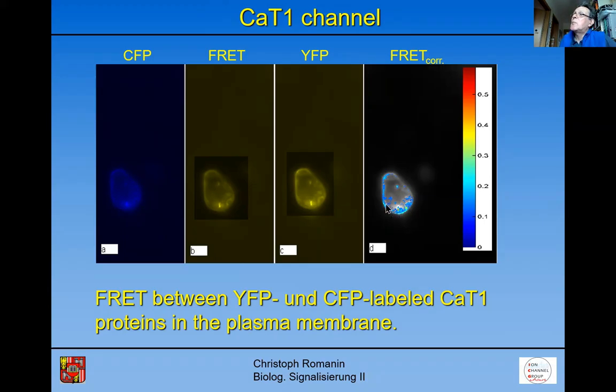And you can see here, particularly close to the plasma membrane or in the plasma membrane, we have dots where we do see an interaction between YFP and CFP labeled cut1. So we can use FRET to detect the interaction. And one point which is pretty clear, these cut1 monomers do interact with each other.